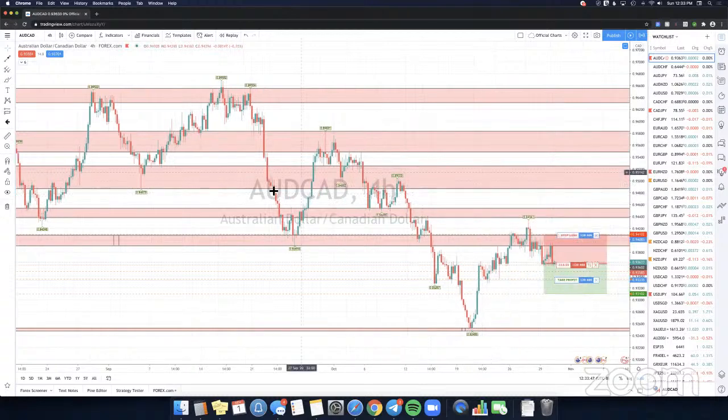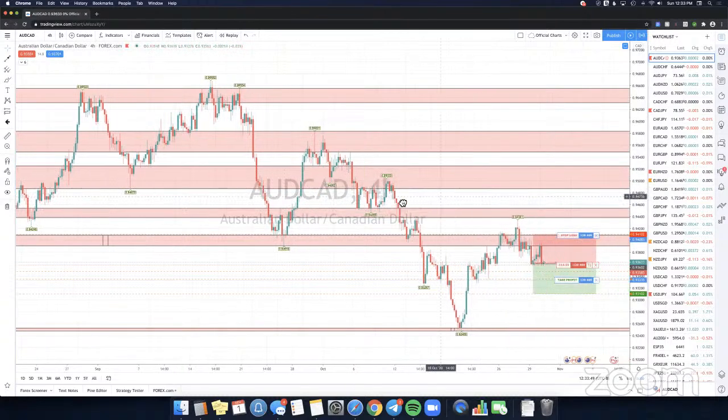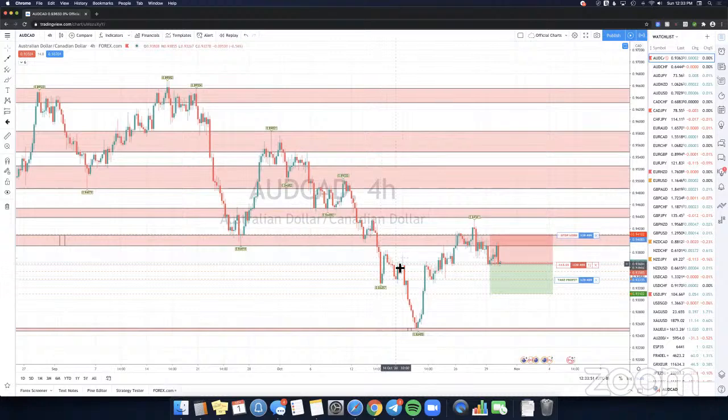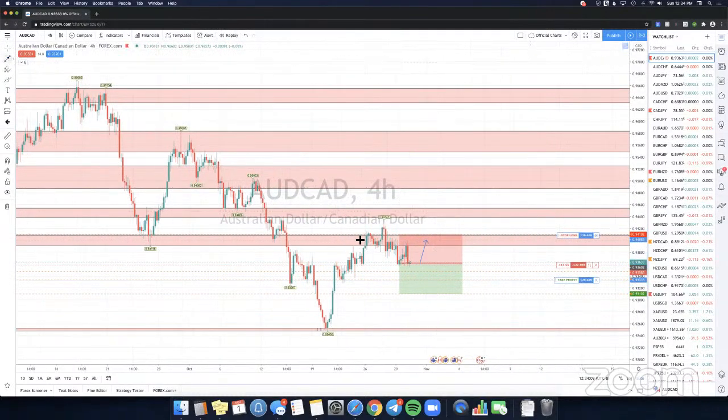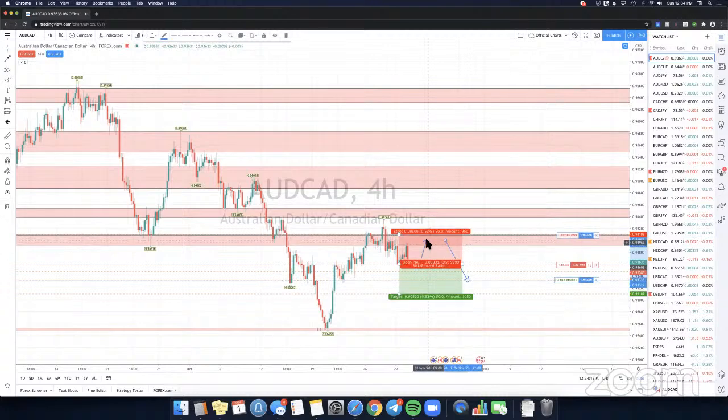The thing is, these zones over here weren't the same zones that were available last week. This week started on the 25th right here. Obviously these zones were created way back in the past, back in September. However, these zones are still important, because if price comes up here, it could reject right off it, or it can continue up to here and reject off that point.